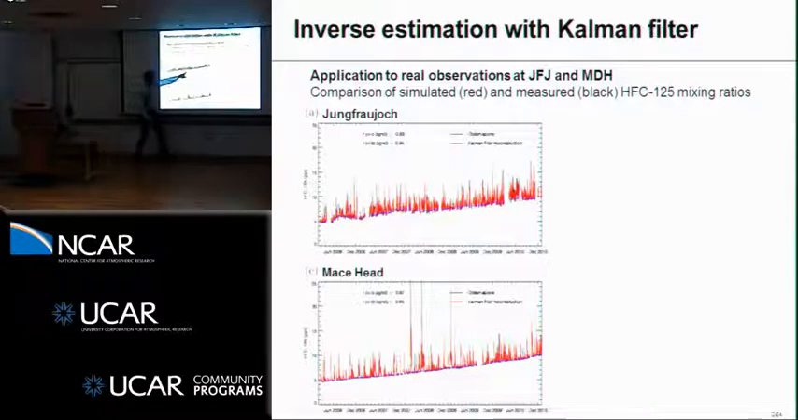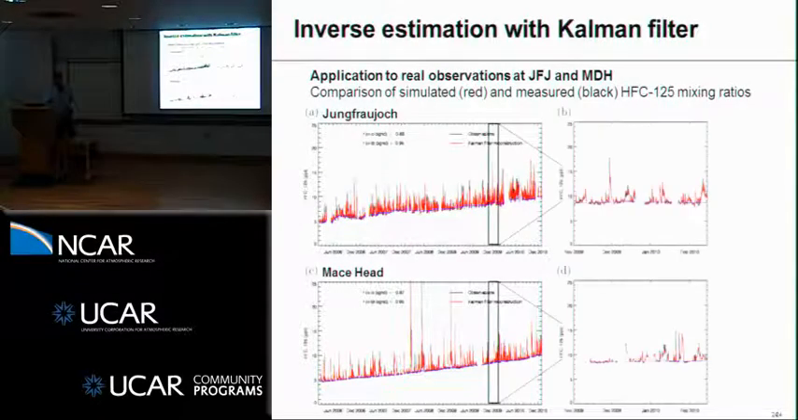The blue line is the background that is estimated with this Kalman filter, the red lines are the concentrations that we estimate, and the black lines are the simulated values. Subtracting the background, so just the deviations from the background, our model simulated value has a correlation of 0.83 with the measurement. And here at Macehead, even 0.87. If you zoom in on just some area, you can see that our model simulation can trace the measured concentrations very, very closely.